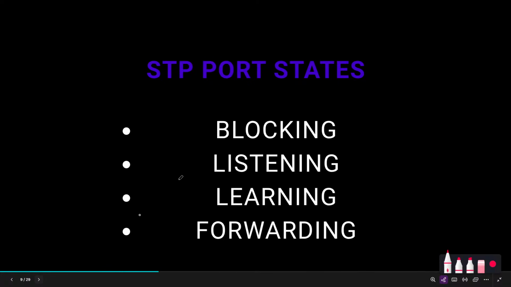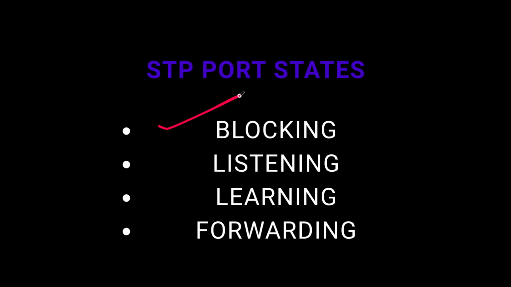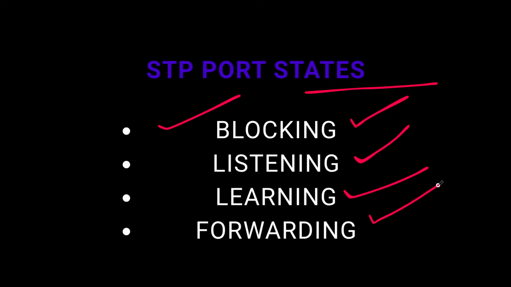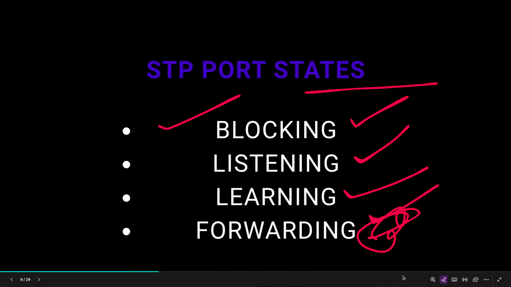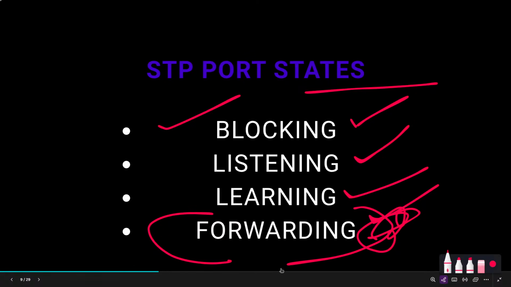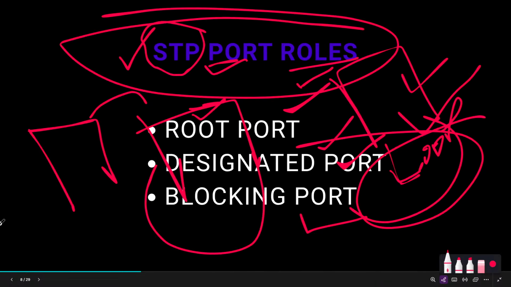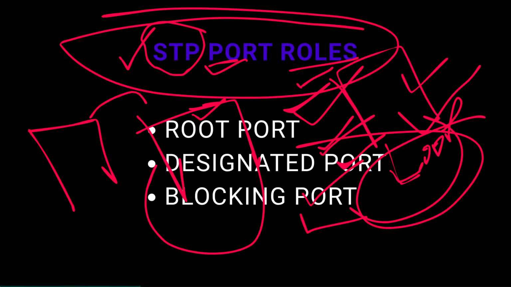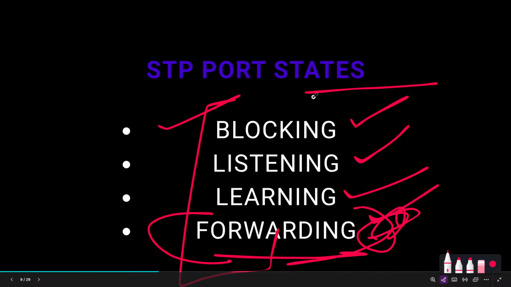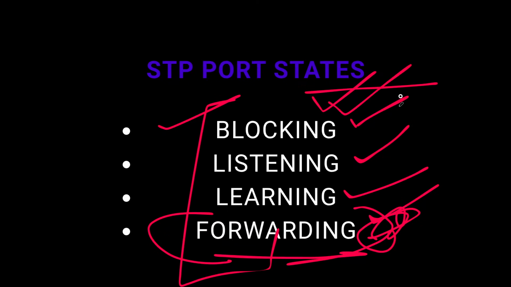And then there are the states, where everything has a state, like on or off. The states of the port can be blocking, listening, learning, or forwarding. The port slowly moves to forwarding to avoid the loop. So we have three roles here: root, designated, and blocking. And four states: the blocking state, where traffic is blocked, then listening, learning, and forwarding.